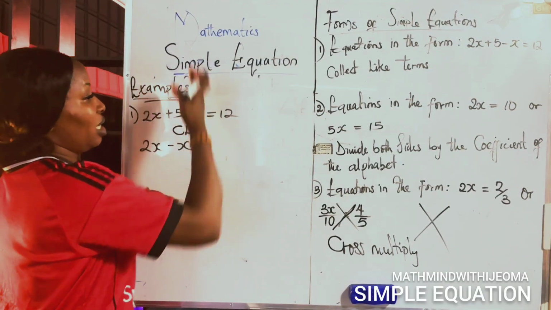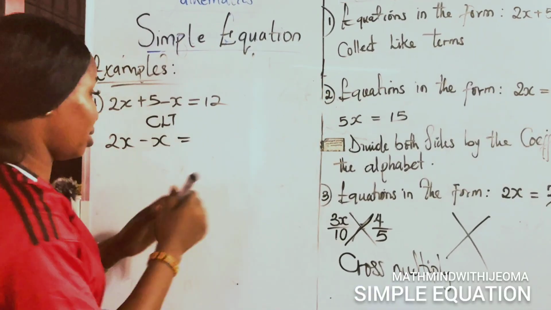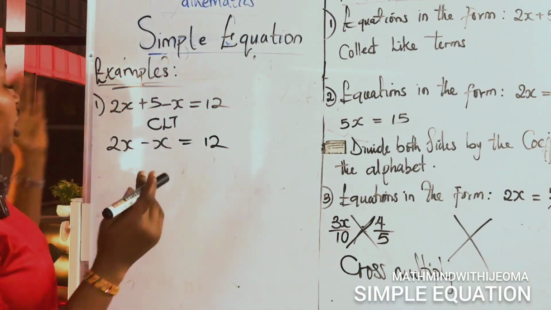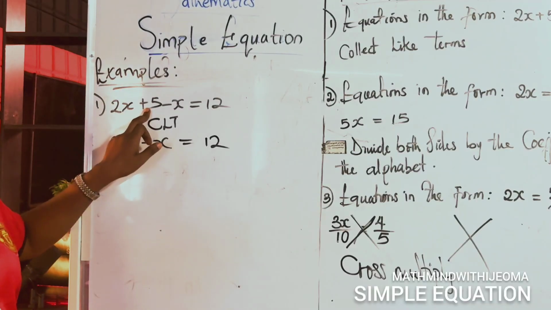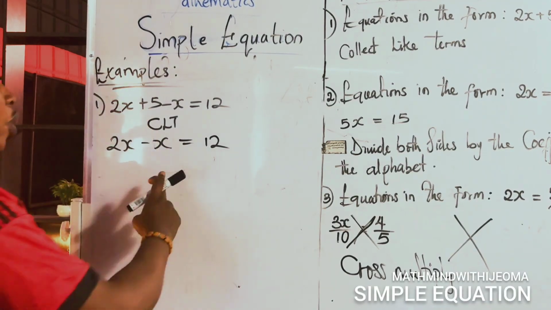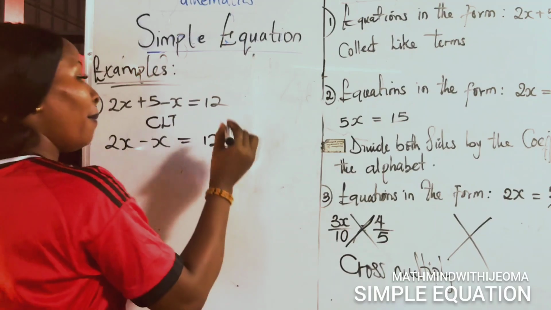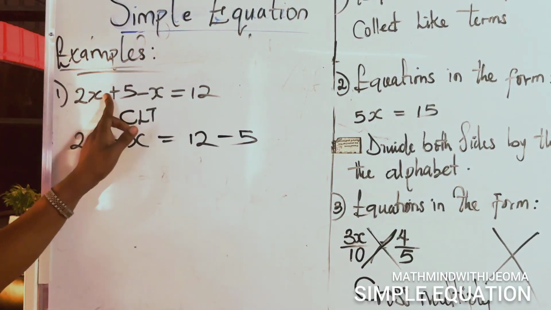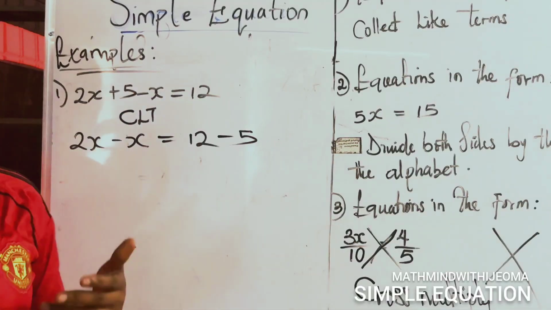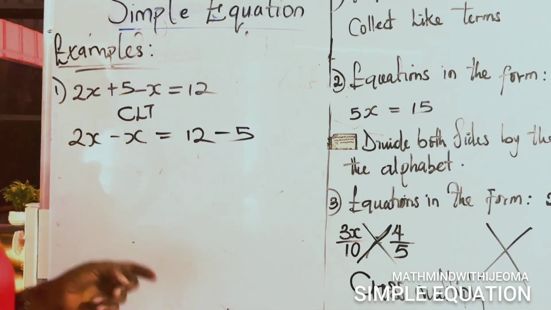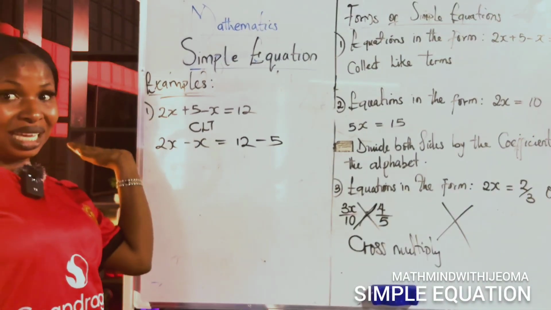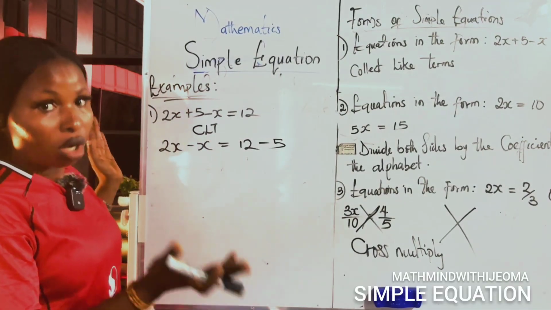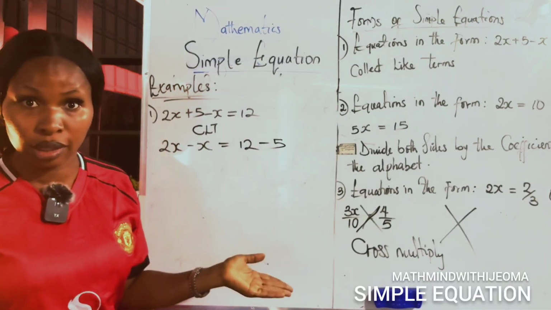So the next is numbers by the right-hand side. 12. Now, which other number? We have plus 5. What do? Cross it. It will become minus 5. Remember, when plus crosses equality sign, how do you know that it's crossing? If it was at the left of the equality sign and later came to the right of the equality sign, that means it has crossed.